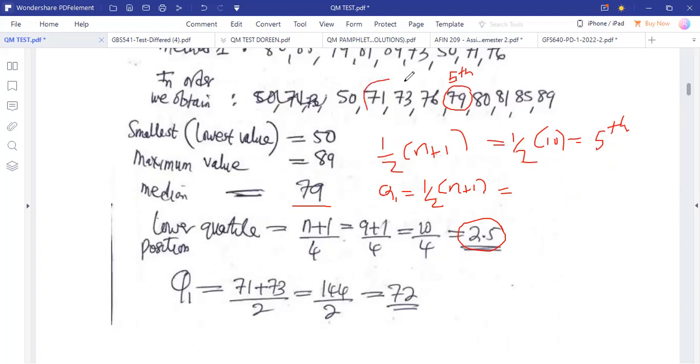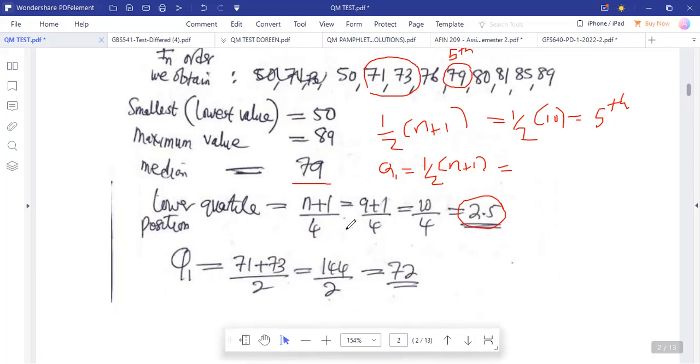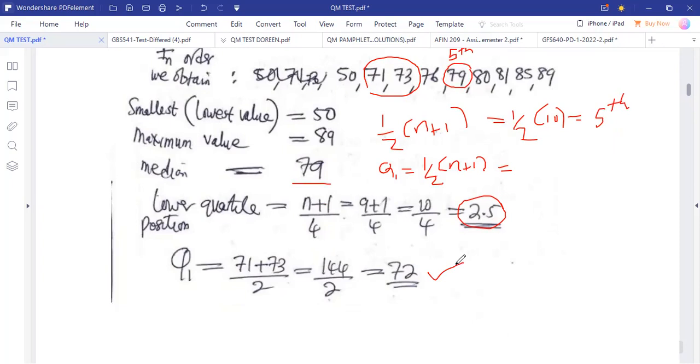So when you go here, the second number and the third one, you add them and average them. So this gives us 144 divided by 2, which gives us 72.